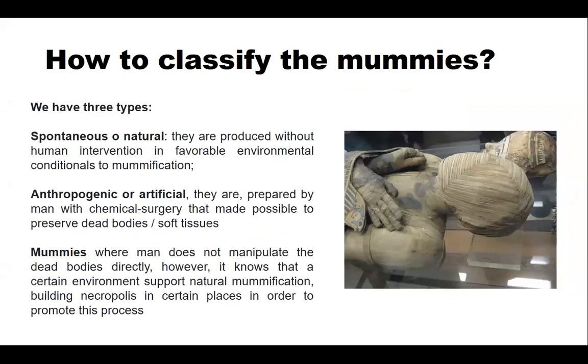Coming to the classification of mummies, we have three types. Spontaneous or natural, that is, produced without human intervention in environmental conditions favorable to mummification. Anthropogenic or artificial, that is, prepared by man with chemical surgery that made it possible to preserve dead bodies or soft tissues. Almost 95% of mummies refer to the dynastic Egyptian mummies. And here we are talking about the famous practice of the embalming process.